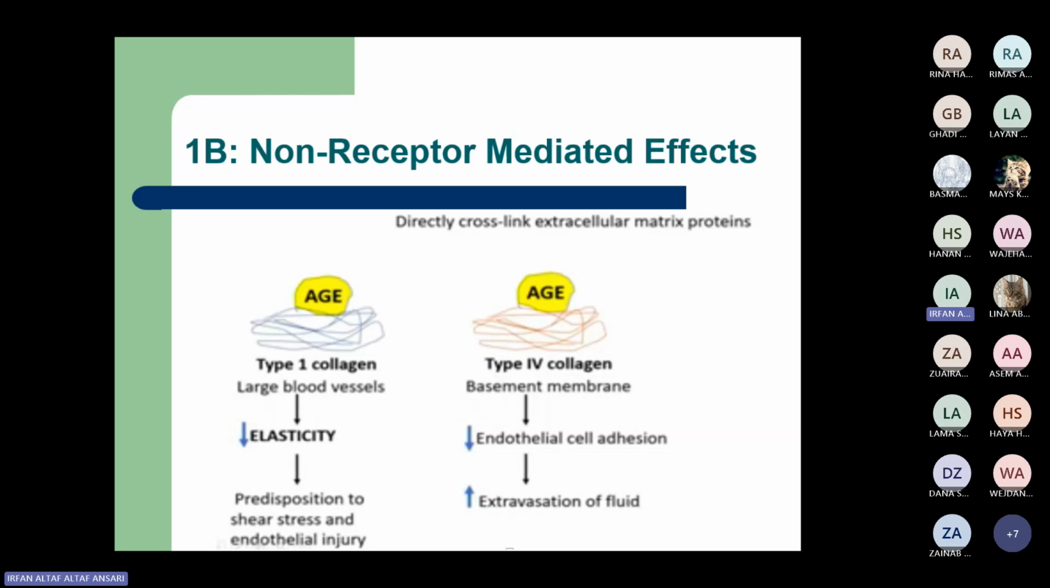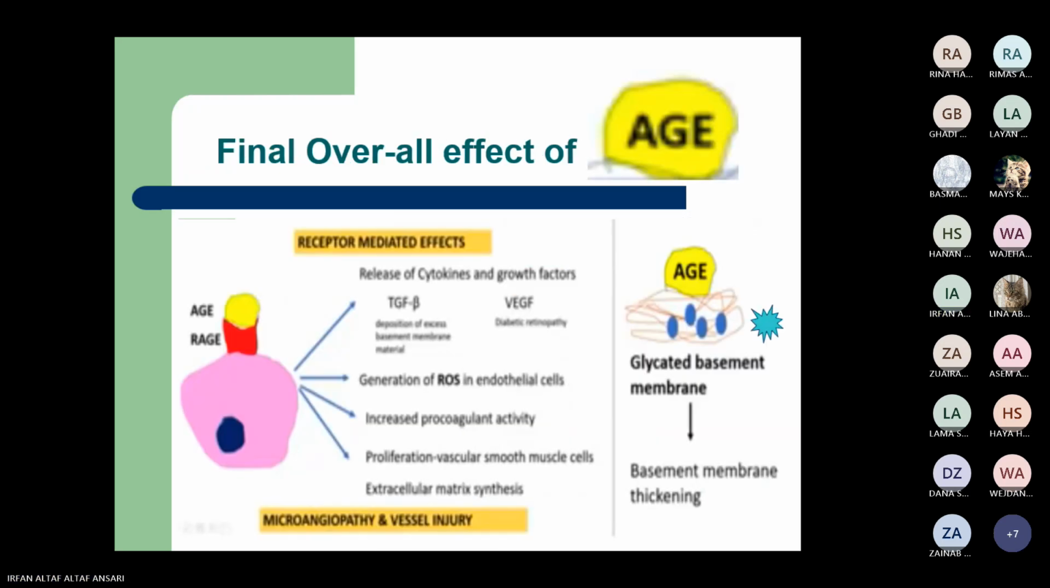So this is also a non-receptor mediated effect. There is deposition of fluid or fluid-like material inside the renal epithelium. So the effect of AGE can be receptor mediated or non-receptor mediated. That will lead to microangiopathy, vessel injury, and basement membrane thickening.